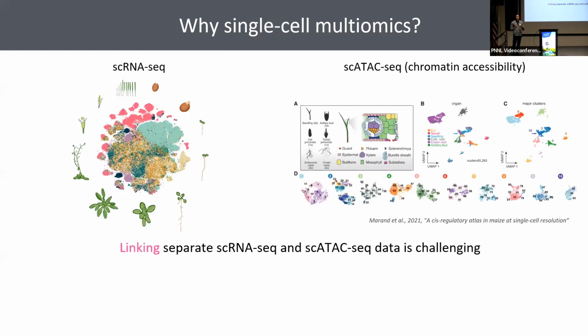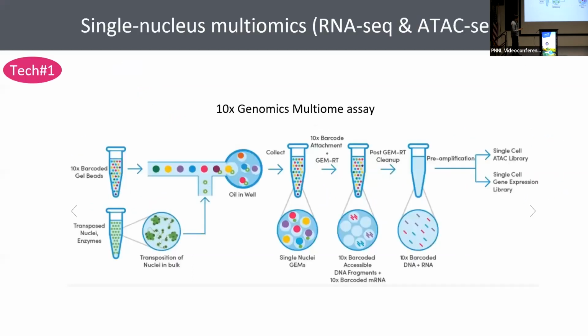Although there are some good fancy computational approaches to do this task, there's also one experimental approach to overcome this. And that is single cell multiomics, where you can analyze both modalities, transcriptome and chromatin accessibility, from the same cell nucleus. So you don't have to worry about linking those two pieces of information from different separate cells. So we adopted the 10x Genomics multiome assay. This is the first technology I introduced.